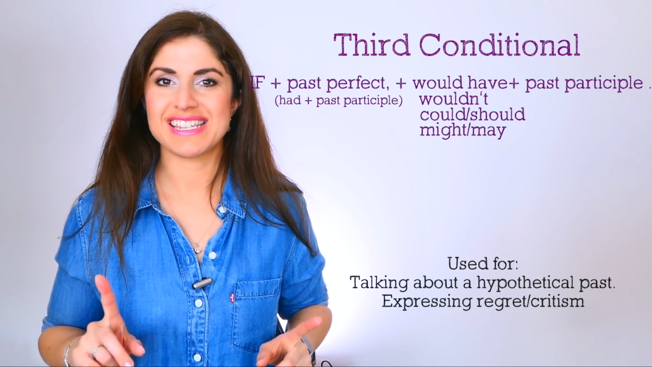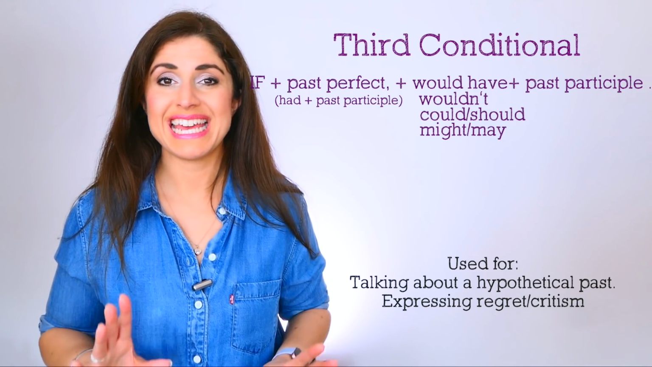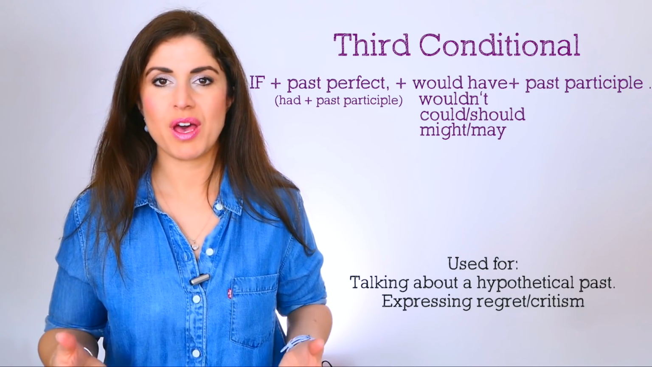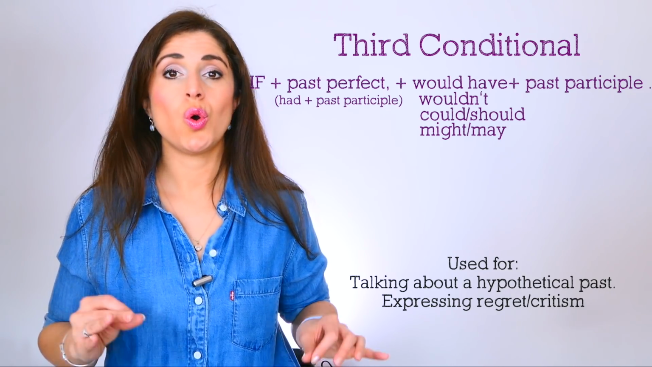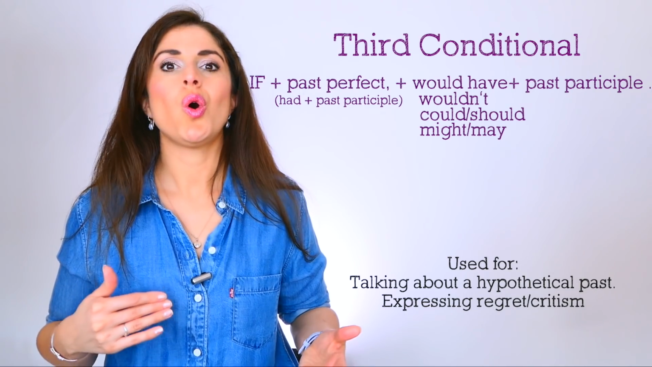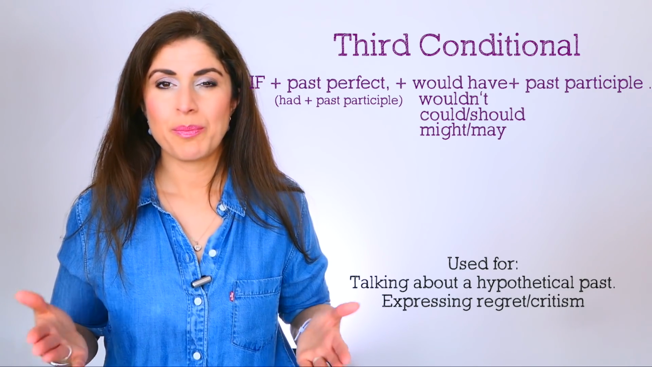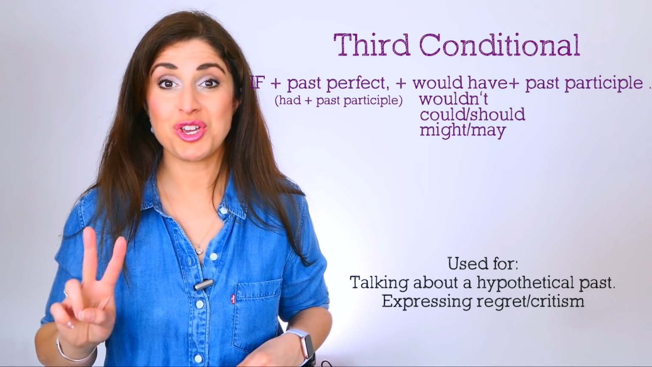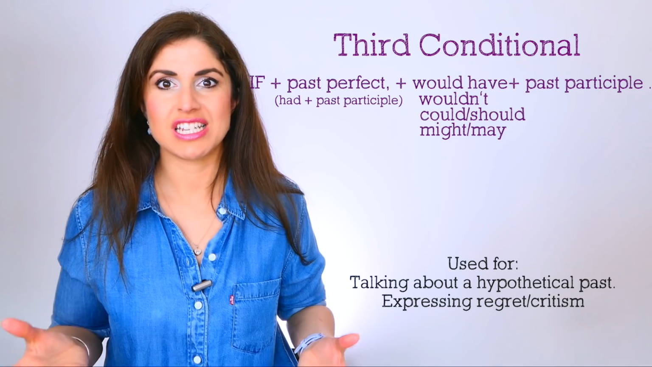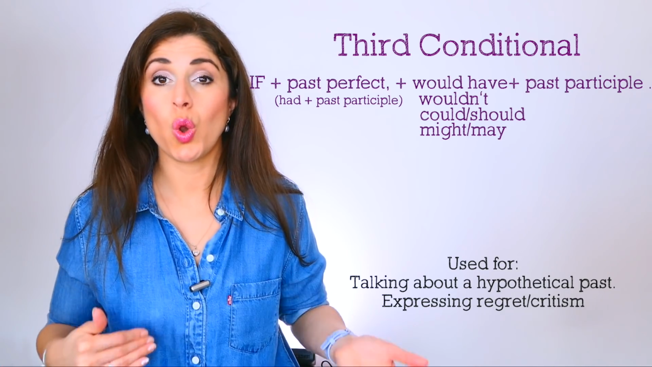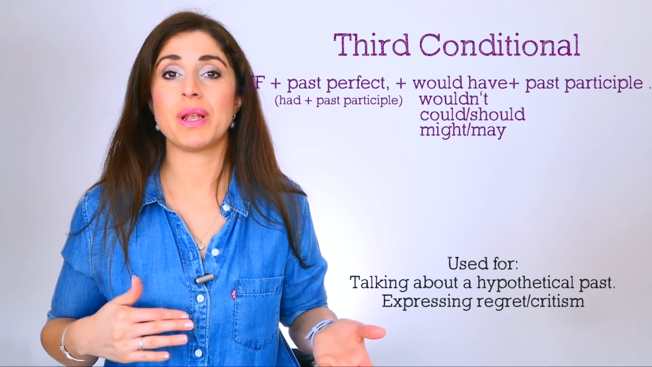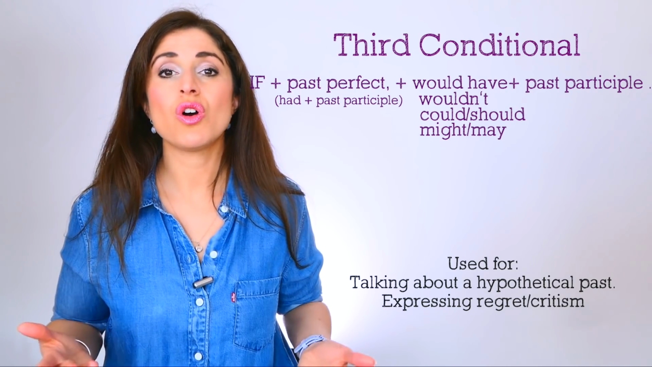Now pay attention to this next bit because people often make mistakes. After the if clause, if plus past perfect, you need would or could or should or may or might plus have plus the past participle. So there's 2 past participles in a third conditional in both the clauses. So although it looks like present perfect, have plus past participle, it's not.